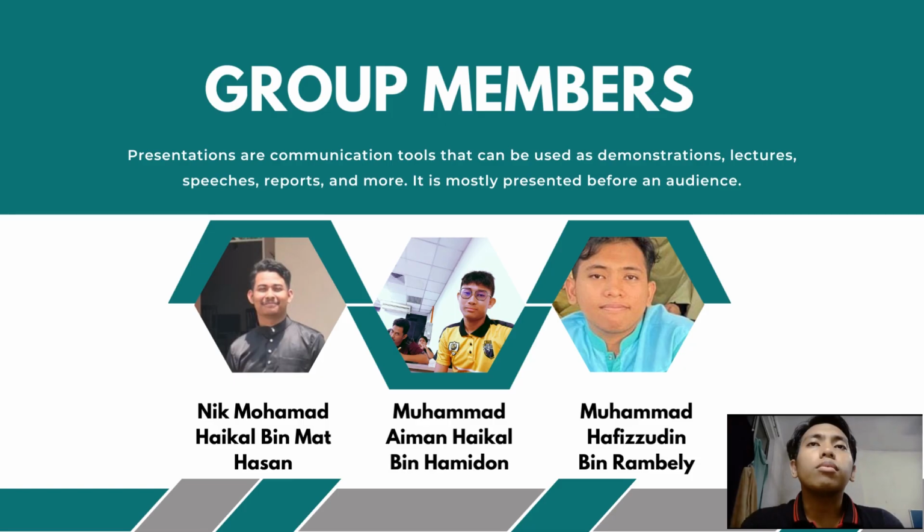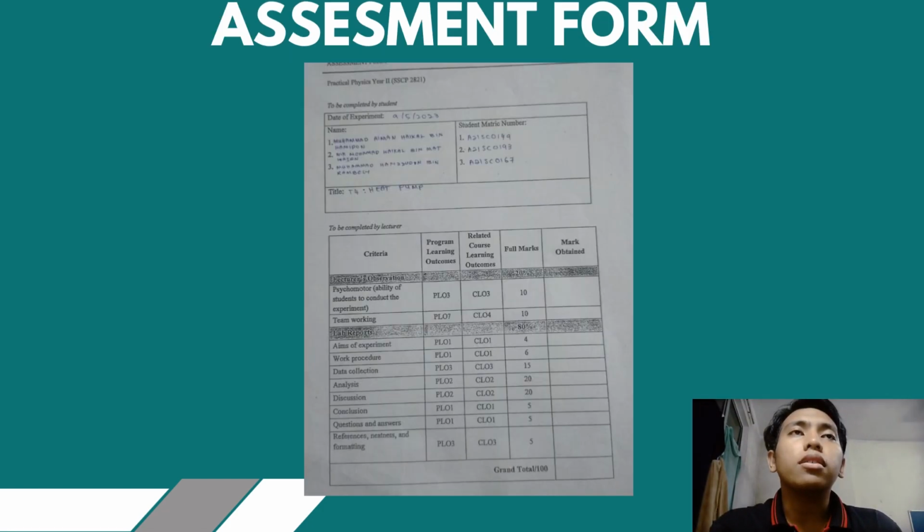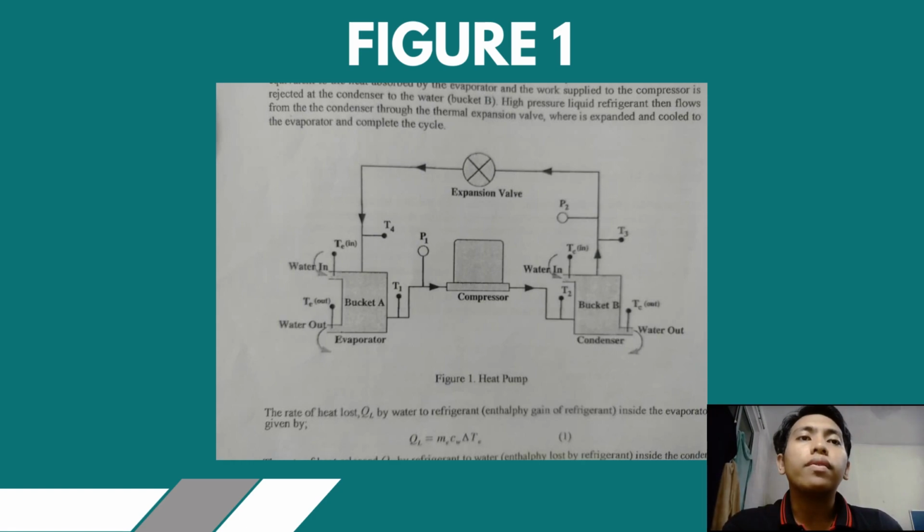These are our group members. So the first one is Nik Muhammad Aikal bin Mahasan. The second one is Muhammad Aiman Hakal bin Hamidun, and the third one is me, Muhammad Hafizuddin bin Ramli. Okay, this is the front page of our lab report. And this is the assessment form. This is the figure of heat pump, as you can see.